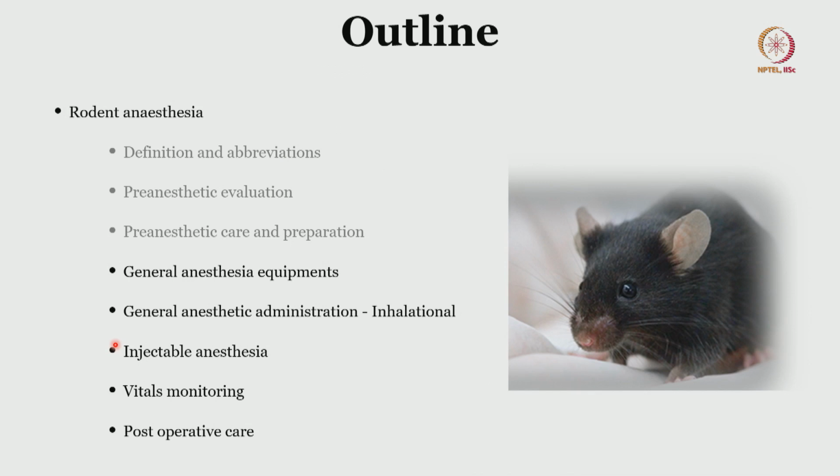We've covered the definition, abbreviation, pre-anesthetic evaluation, and pre-anesthetic care and preparation, as to how we would select an animal and the scoring system for body conditioning, how to make out whether your subject is healthy or not, so that your experimental outcomes are met as expected. For today's session I broadly cover general anesthesia equipments, the inhalational part of the administration, and the injectable anesthesia. In the next session we will cover the remaining aspects of vital monitoring and post-operative care.